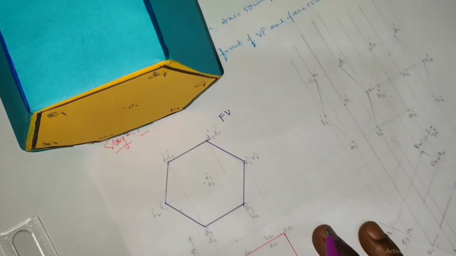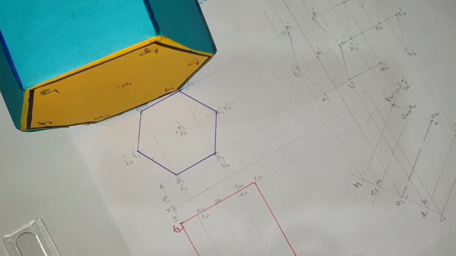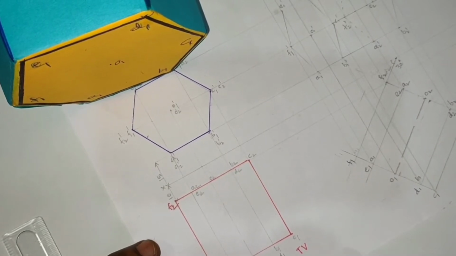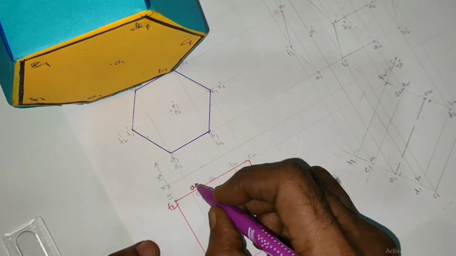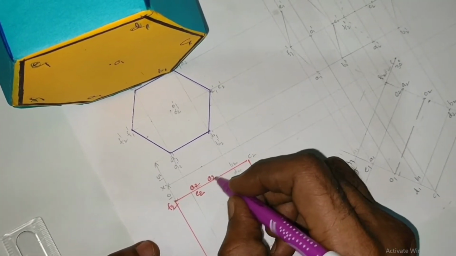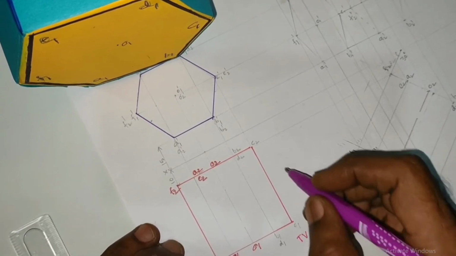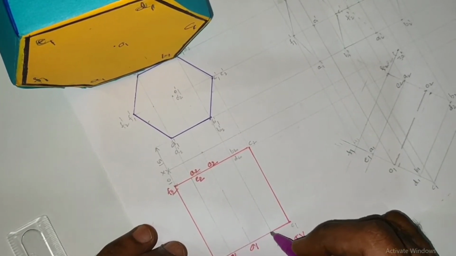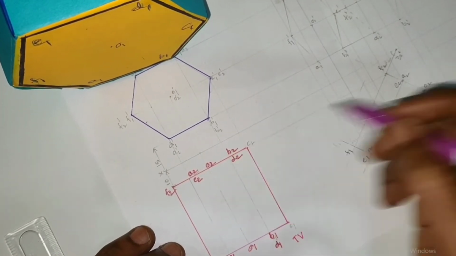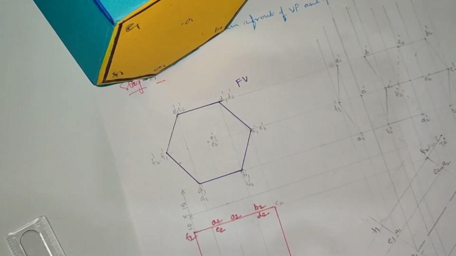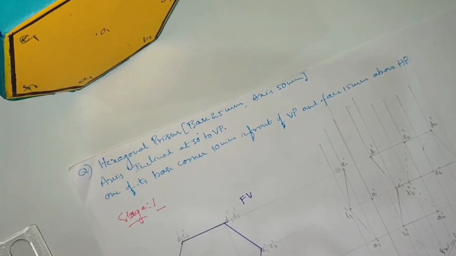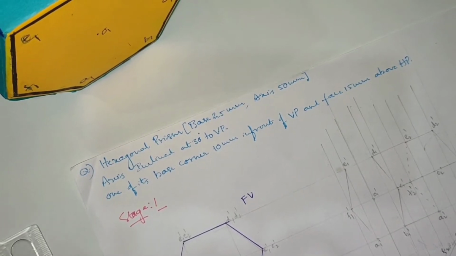So I am representing the lines with the corresponding points. This is A1, E1, A2, E2. O1, O2 represents the corresponding axis. This is B1, D1, B2 and D2, C1, C2. Similarly, regarding the front view also, we have to mark the same.